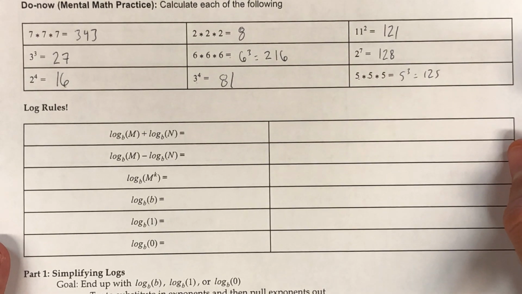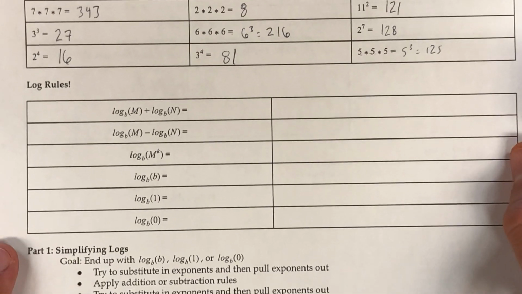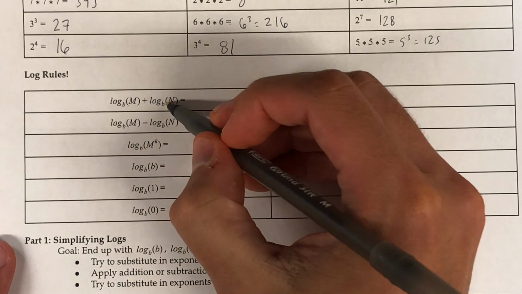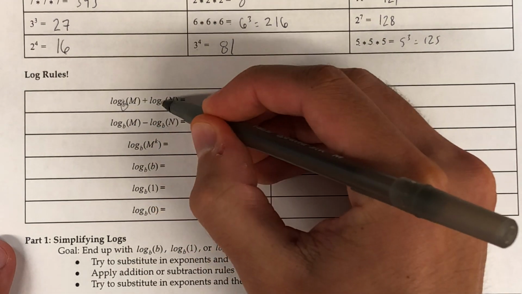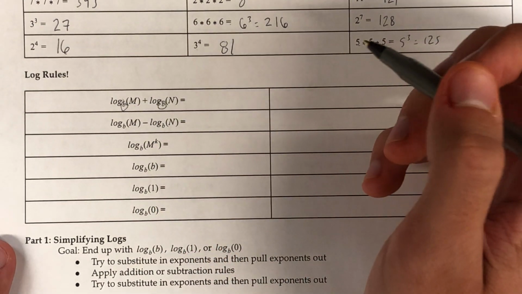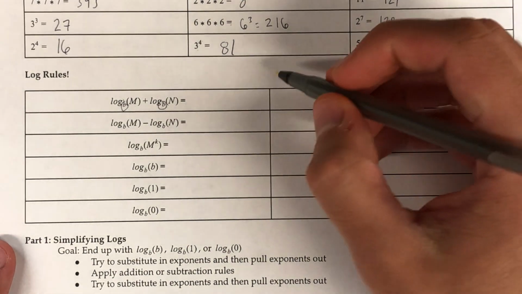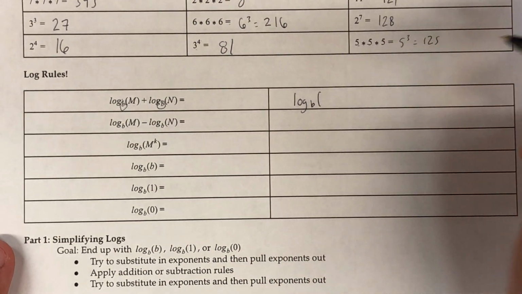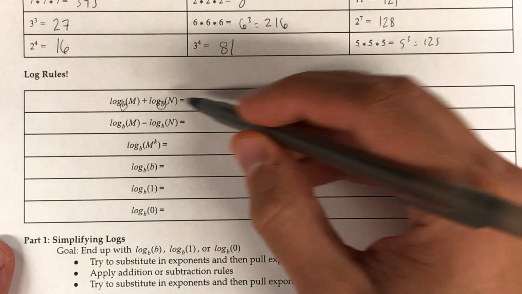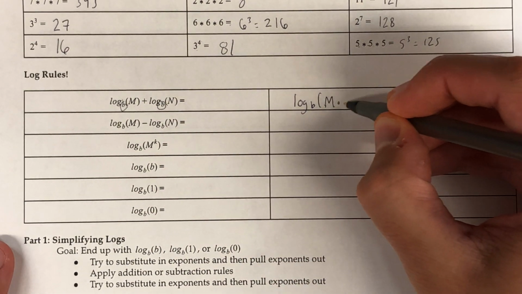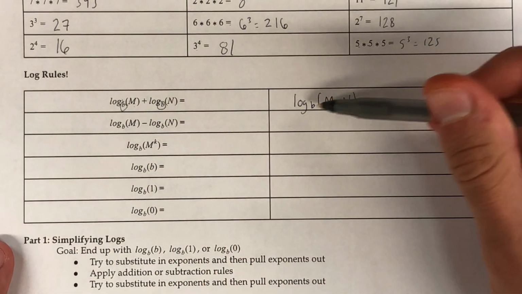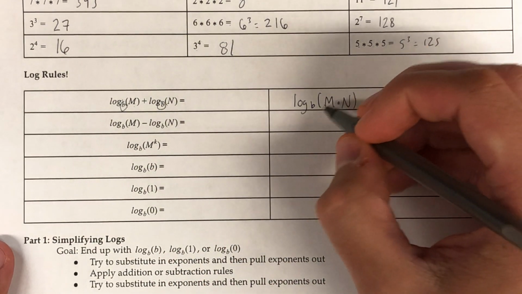So we have a few different log rules here, and these are ones you've seen before in Algebra 2, but we're coming back to them today. The first is when you are adding two logs with the same base. Having that same base is very important. What you can do is combine them into a log with the same base, but you multiply the insides. So log base b of m plus log base b of n equals log base b of m times n.